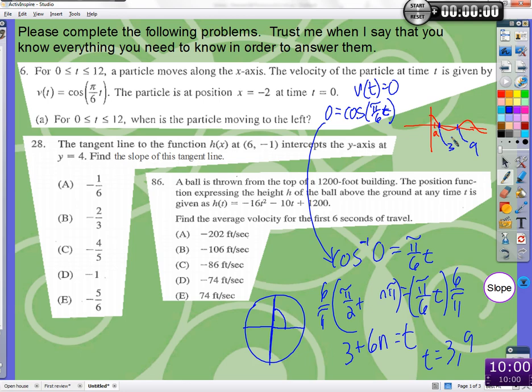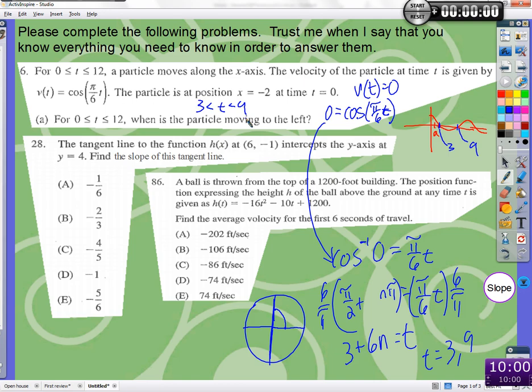I did it in such a different way. Did you get it? Yeah, I got the answer, but it was a much different way. I did it much clearer. So we need to answer it, though. So the times are between, well, not equal to, because at those times it'll be stopped. It won't be moving. So between 3 and 9, that's our answer.